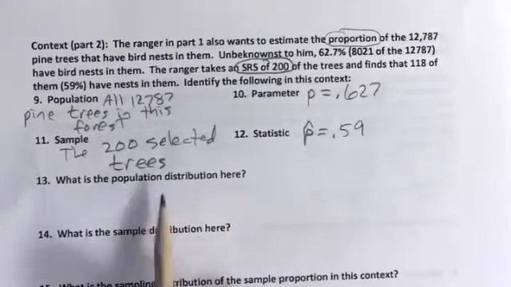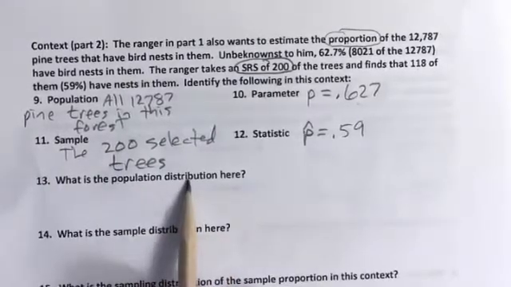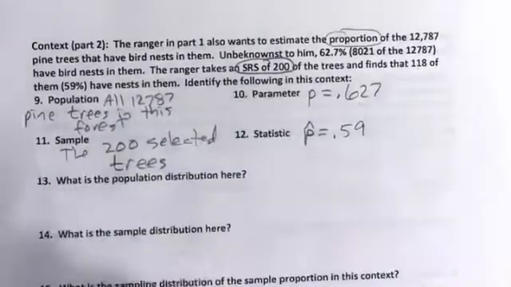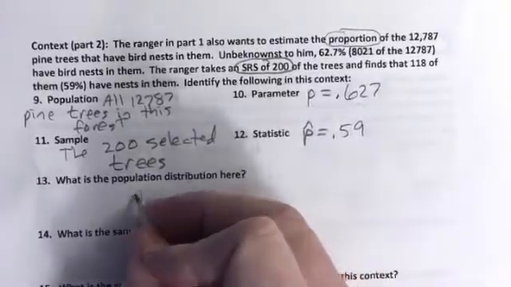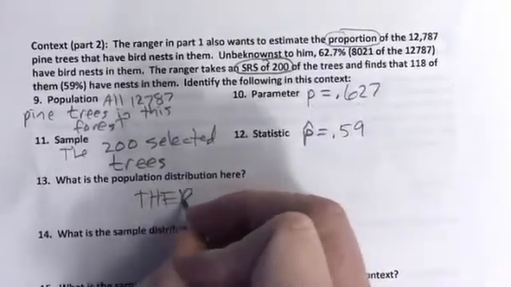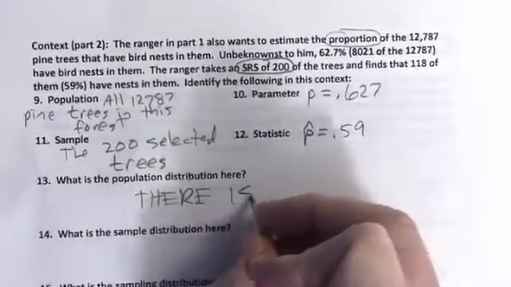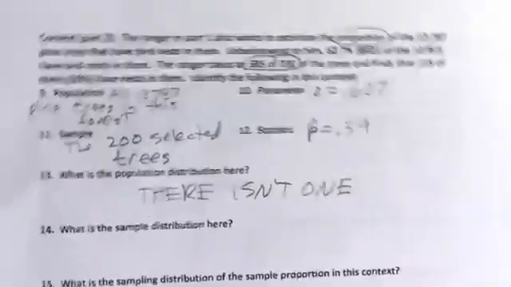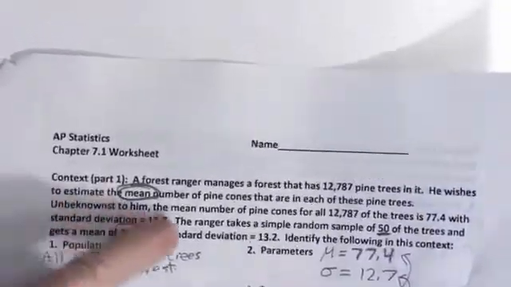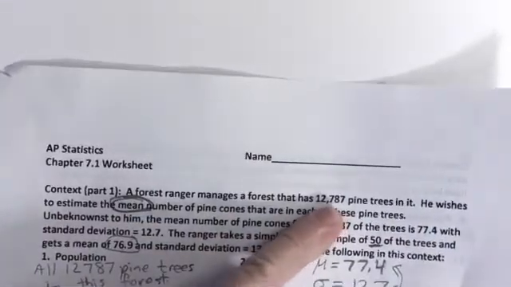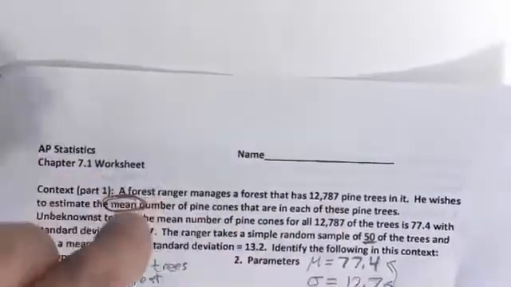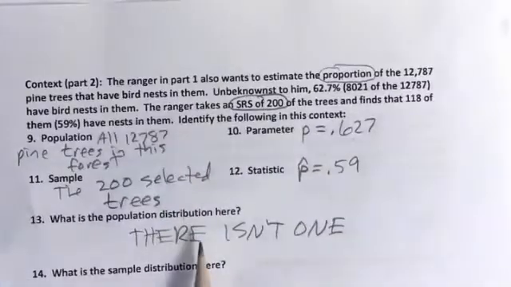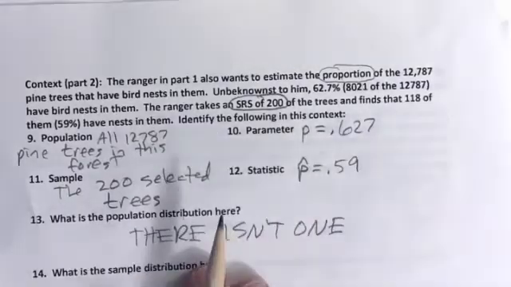Well, the population distribution will be every number that's in the population. And there isn't one here. With proportions, there is not a population distribution. With means, there is. With means, every tree has a number associated with it. All right, so you get all these different numbers.